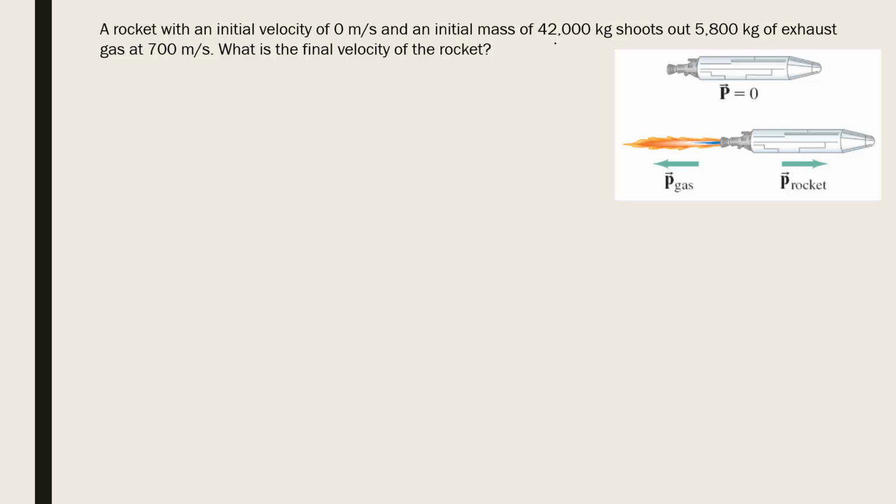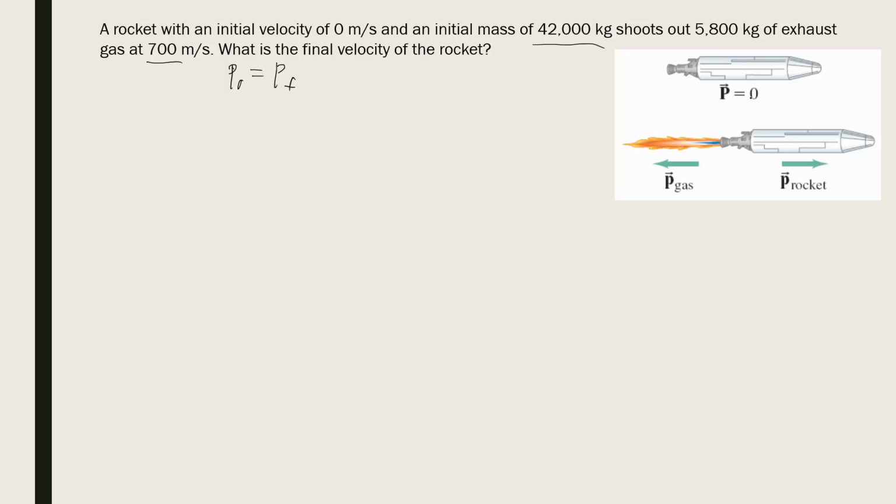Here we've got a rocket that has initial velocity of 0, initial mass of that, shoots out that much in exhaust gases at 700 meters per second, and we want to know the final velocity of the rocket. So as I just mentioned, we've got two main approaches that we're going to choose from depending on the information we have. In this case we have mass information and we're interested in velocity information, no forces or time, so we're going to use conservation of momentum.